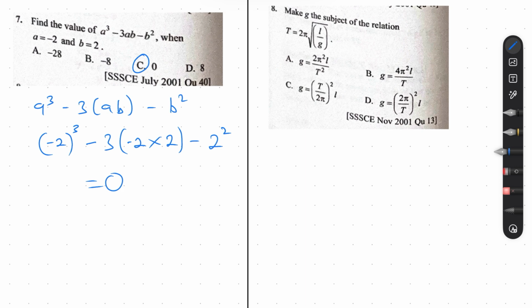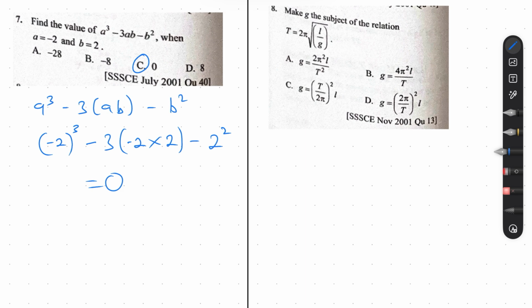All right, now question 8 says make G the subject of the relation. Cool. So we just have to make G the subject, right? So we are trying to separate G. We try our best to separate G and make it stand alone. That's what it means. Let's go to question number 8. So let's write the question down.